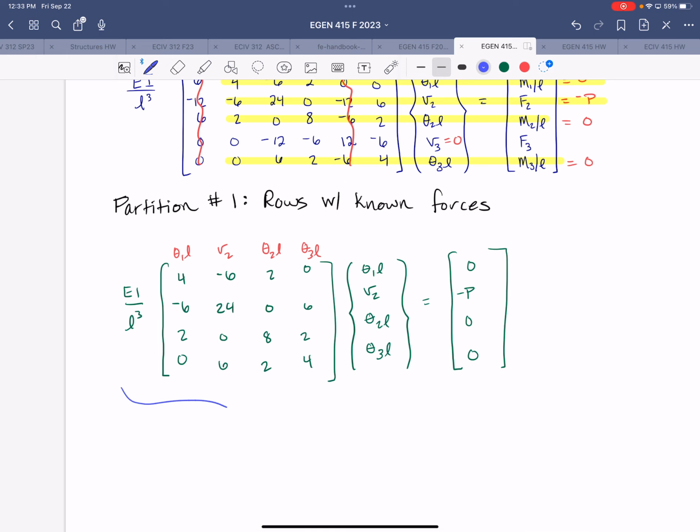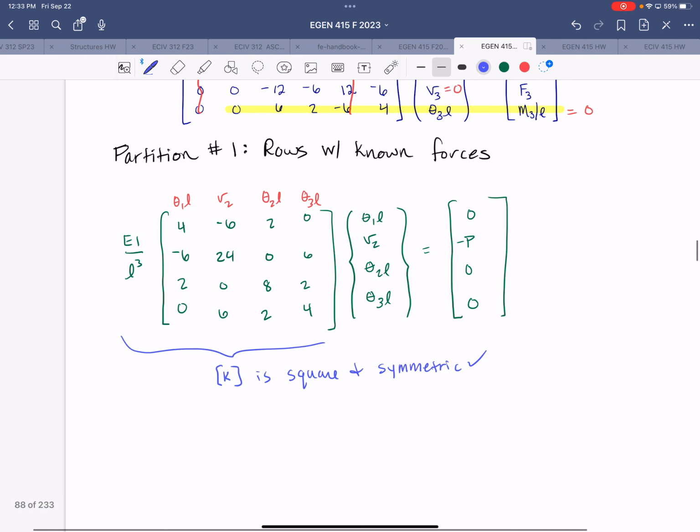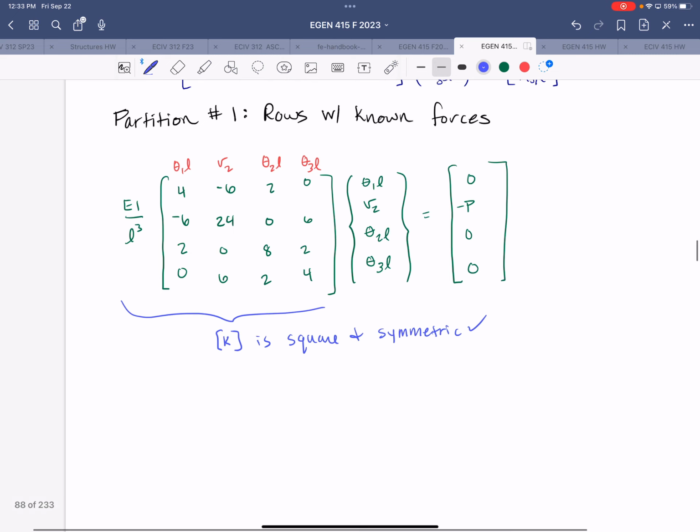So here, quick gut check. Our stiffness matrix is square and symmetric. It always has to be square for the first partition solution to work. So we're going to pre-multiply both sides by the inverse.